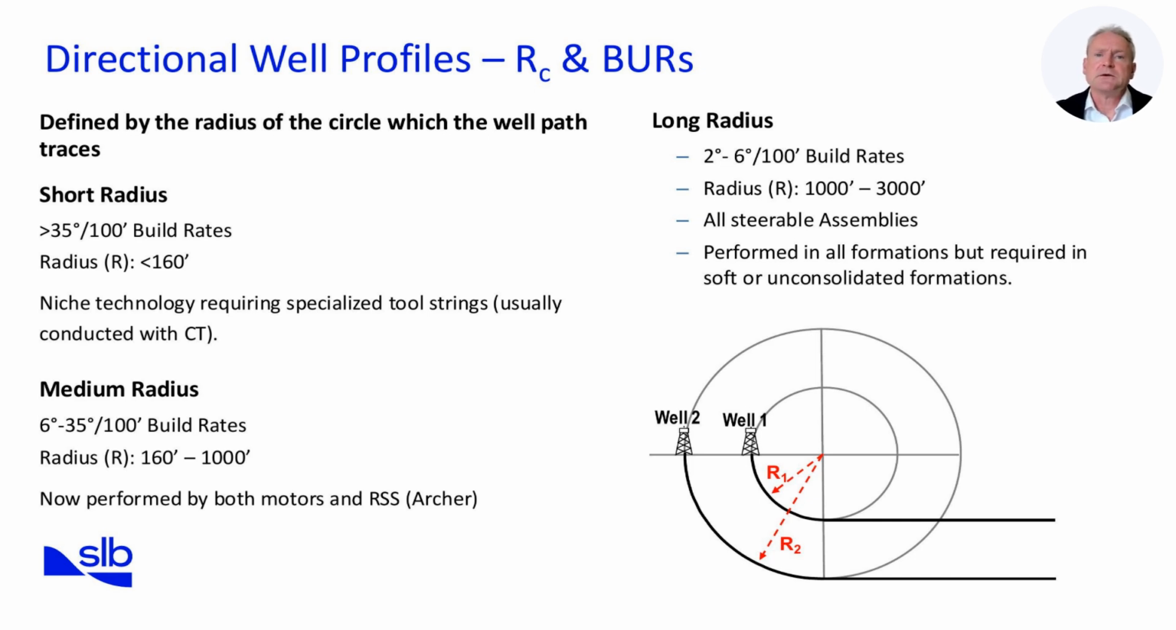Long radius wells are often used in extended reach drilling, ERD, especially offshore, where the reservoir target lies several thousand feet horizontally from the surface location. Since the curvature is mild, all types of steerable BHA, including conventional motors and RSS, can be used. One key advantage is that the smoother well path supports better casing installation and efficiency.